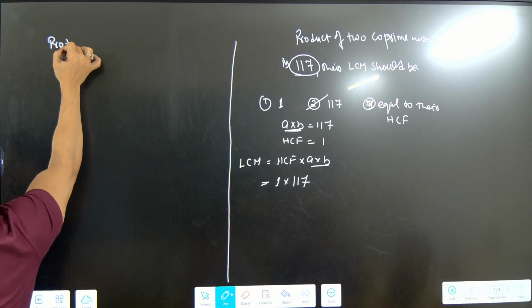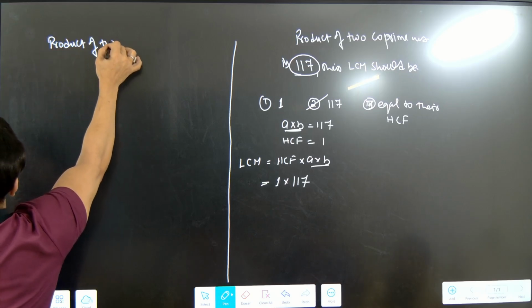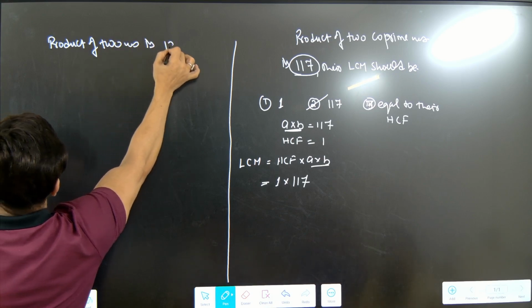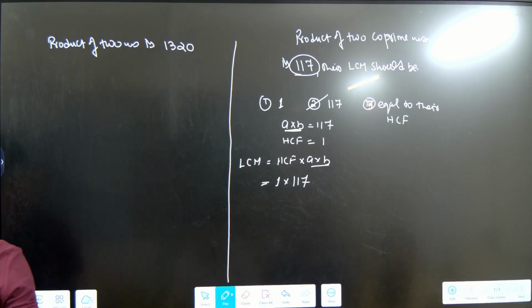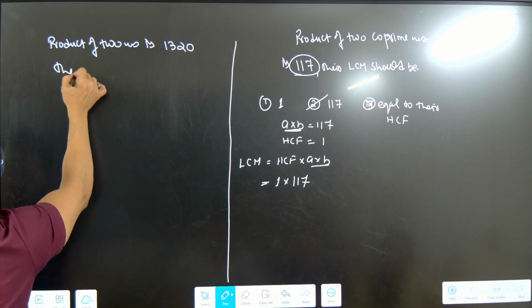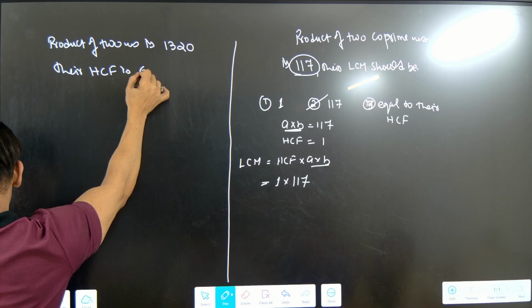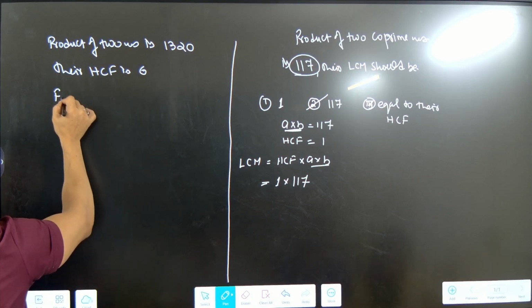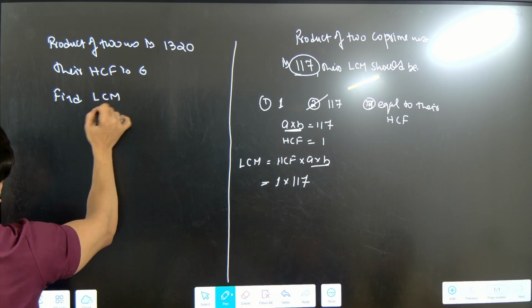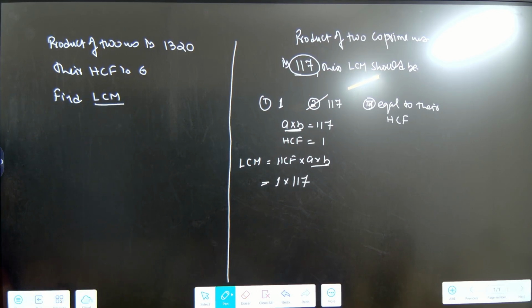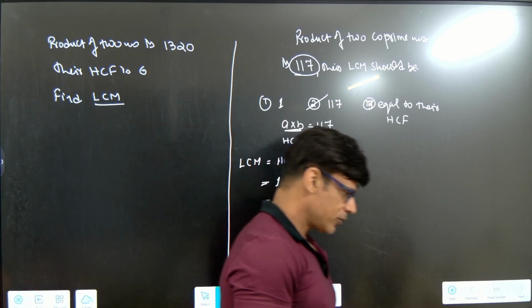Next is: the product of two numbers is 1320. There are two numbers. The product of these two numbers is 1320. Their HCF is 6. Find LCM. Try this question, all of you.